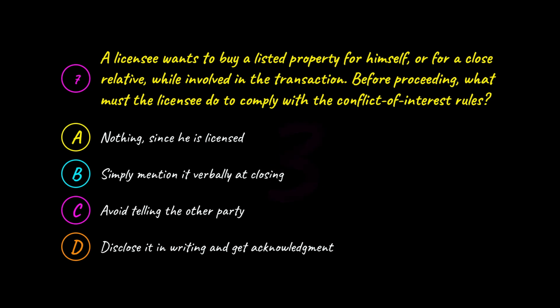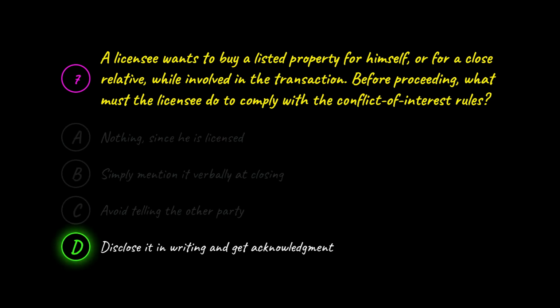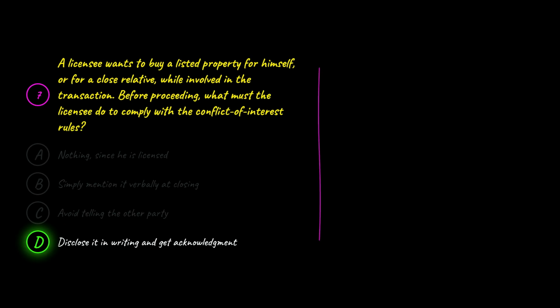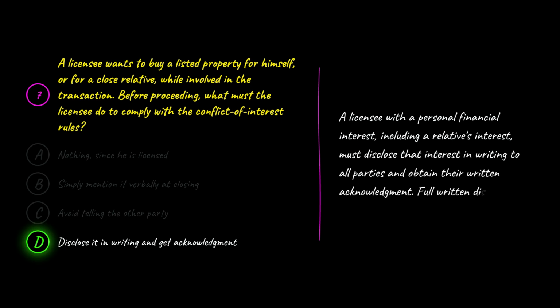The correct answer is D. Disclose it in writing and get acknowledgement. D is correct because a licensee with a personal financial interest, including a relative's interest, must disclose that interest in writing to all parties and obtain their written acknowledgement. Full written disclosure and consent are both required before proceeding with the transaction.